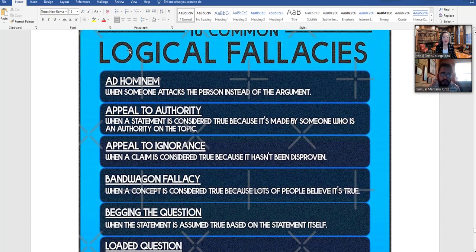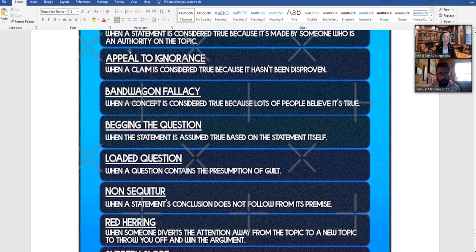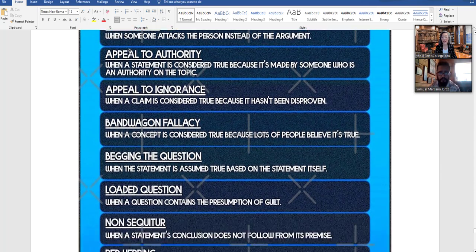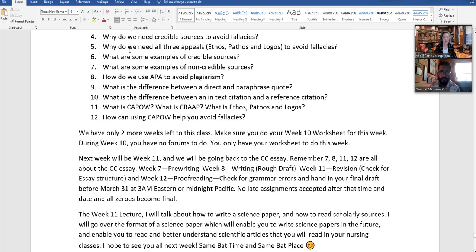And here are the 10 common fallacies that I just went over, in a nutshell. And I believe that's it. Bingo! We have only 2 more weeks left to this class.